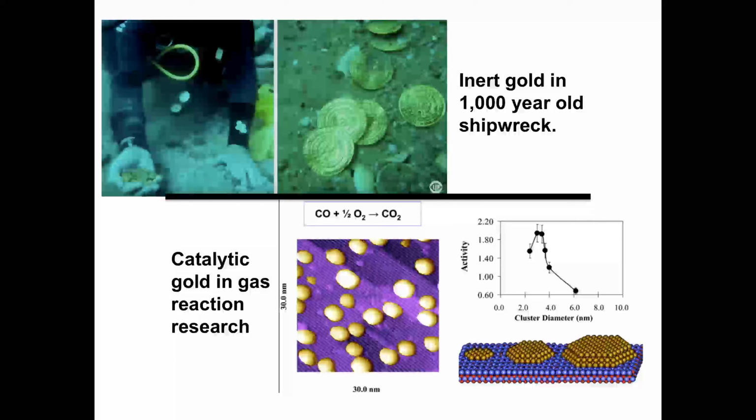When you make them really, really small, down in the nano range, gold becomes highly catalytic. So that reaction that you see there, carbon monoxide plus oxygen goes to CO2. Gold is an excellent catalyst for making that reaction go at very, very high efficiencies. But if you try bulk gold, it doesn't work. It only works when it's nano in size. Okay.